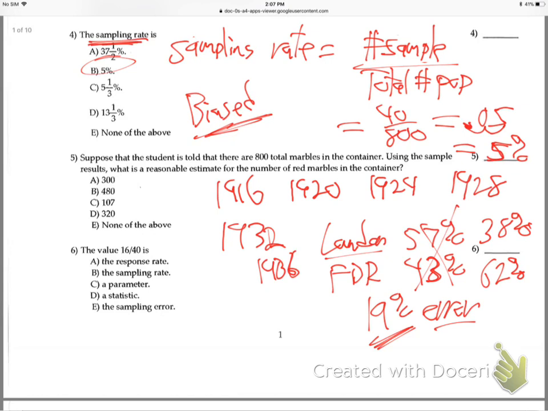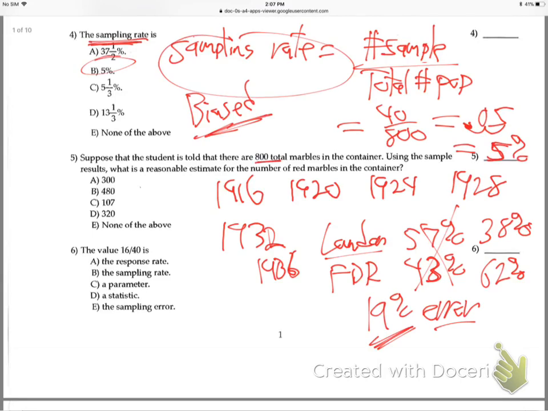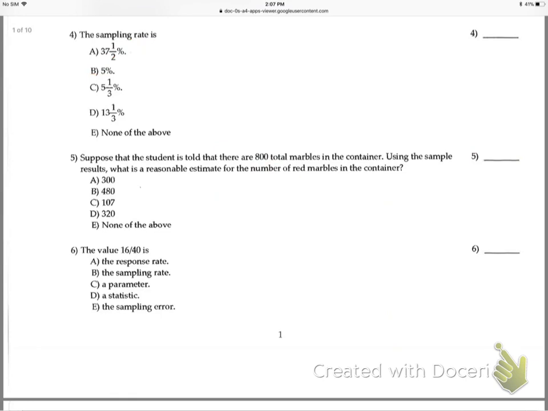Number 5. Suppose that the student is told that there are 800. In fact, let me go to a fresh screen on that. So you guys got sampling rate, right? You might want to put that in your 3x5 card. Sampling rate is number in the sample over total number in the population. Okay, on we go. Suppose the student is told there's 800 marbles in the container. Using the sample results, what's an estimate for the number of red marbles in the container?